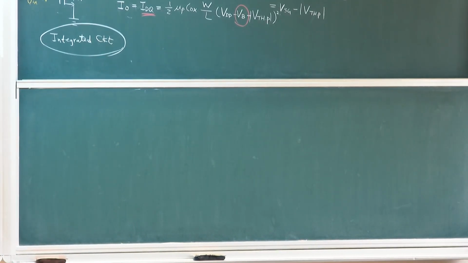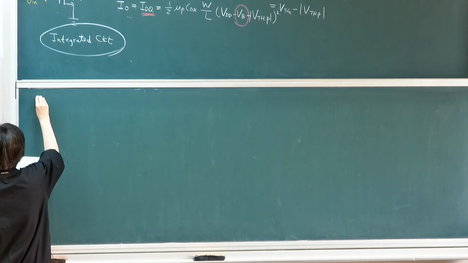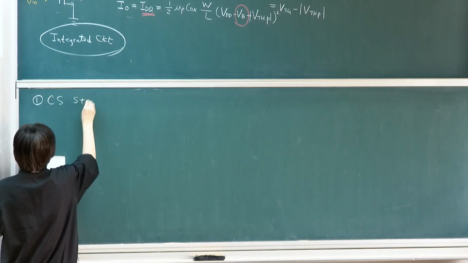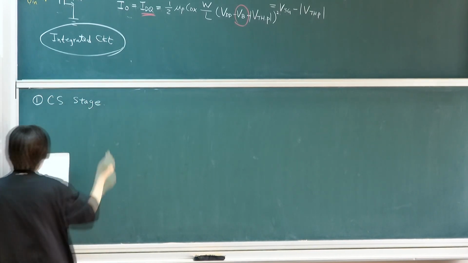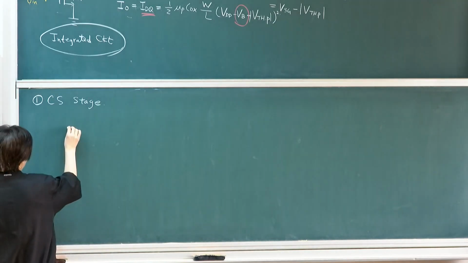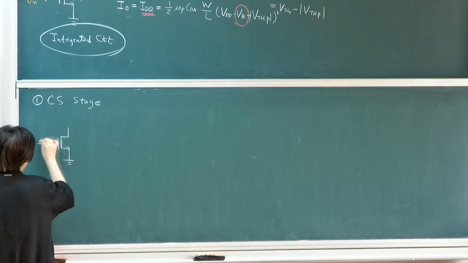Next, we're going to start the analysis of these three types of structure and talk about their small signal behavior, especially input-output resistance and voltage gain. We're going to start with a common source stage. There are two variations: one is with source degeneration, the other is without. A typical common source stage looks something like this, right?